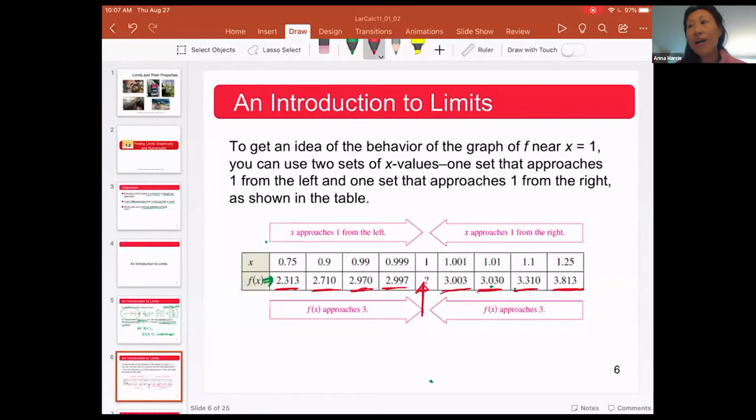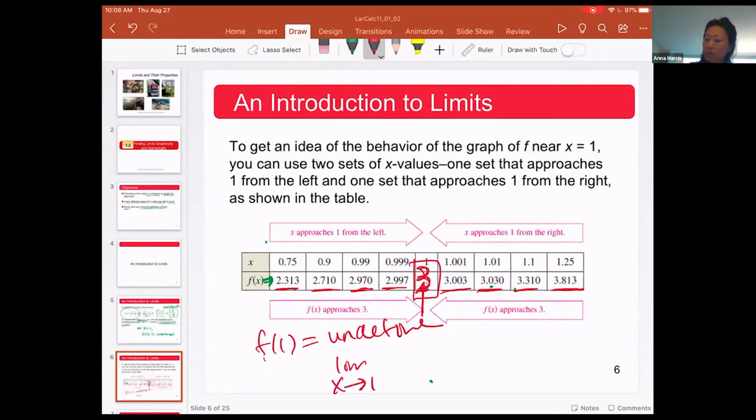Remember, we don't have a y value, but if there were a y value, where does this number approach? That's exactly right. It looks to me like it's approaching 2.997, which is close to what? Looks like it's approaching 3, isn't it? Remember, we do not have f of 1, it's undefined. But we have this: the limit as x approaches 1 of x to the third minus 1 over x minus 1 gives you 3.